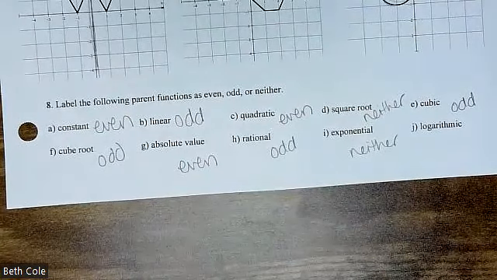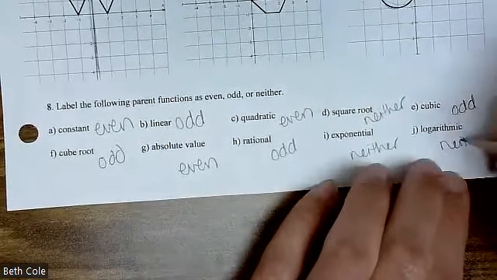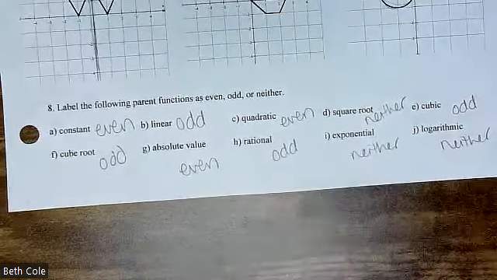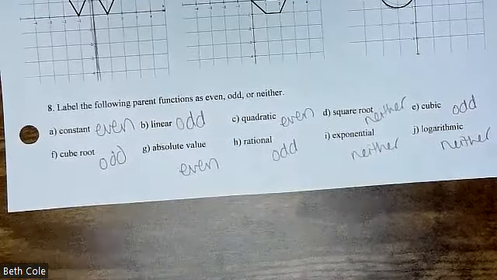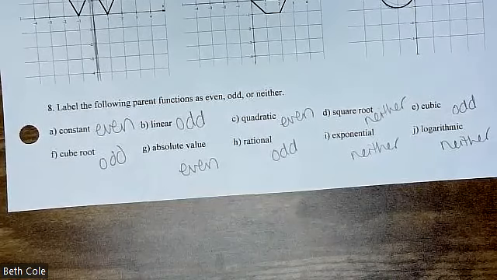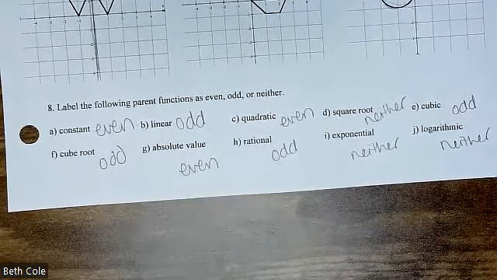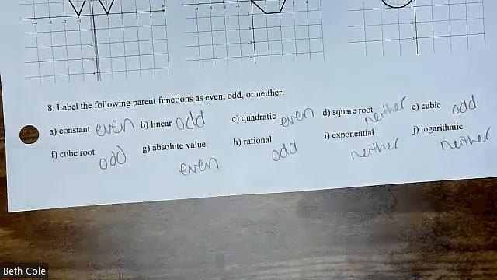And then logarithmic is the sideways swoop. It's the exponential turned on its side. So if this one's neither, that one's going to be neither as well. So that's even, odd, and neither. Symmetry. Cool? Again, symmetry is important because when you're graphing, it saves you work. If you can find one point, then you know where the other one's going to end up.